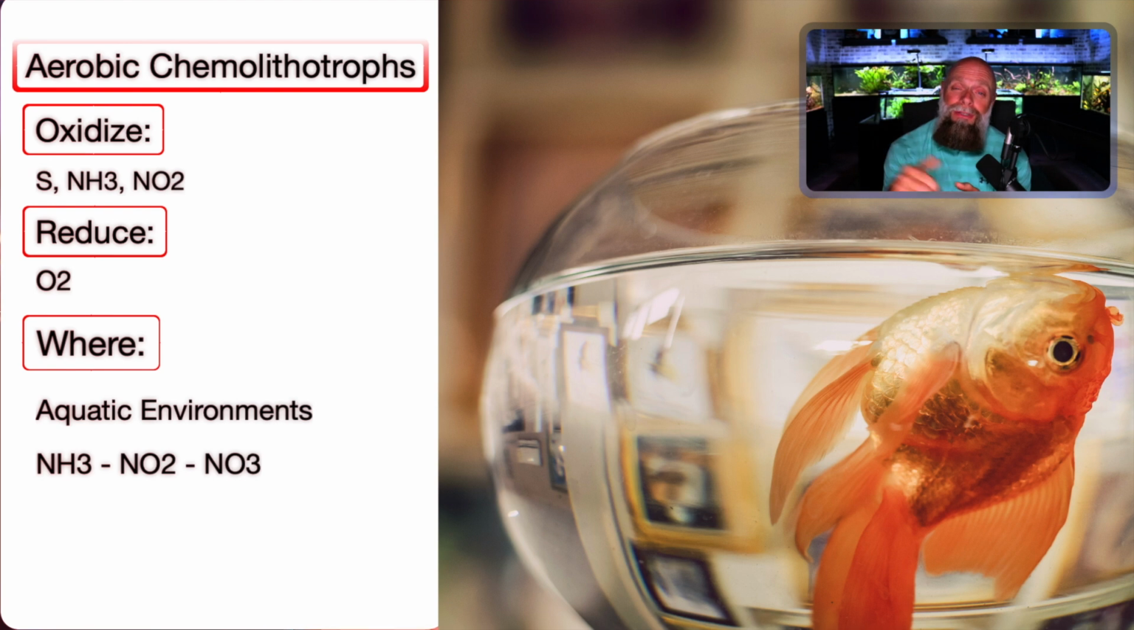And then in aquatic environments, such as you see behind me here, you have aquatic plants like I do, and that will take up some of the nitrate. Or you can do water changes and remove and lower the nitrate concentrations that way. But these aerobic chemolithotrophs in these aquatic environments are absolutely critical. Without them, you would not have functioning aquatic ecosystems.